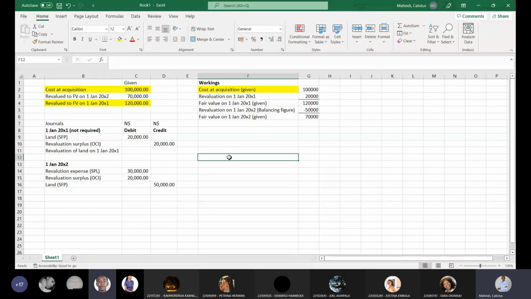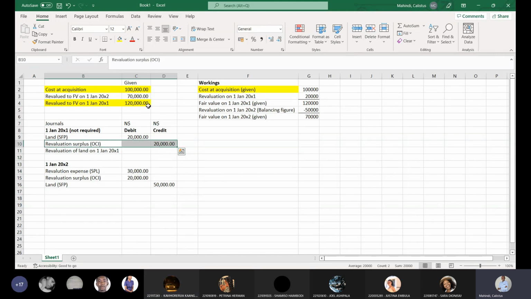So remember when I gave you the required, it said prepare the journal entries for 1st of January 20X2, but I asked you to prepare the journals for 20X1 first. The reason was so that I could show you that in 20X1, there was a revaluation surplus of 20,000. That is the journal entry that we did in 20X1.